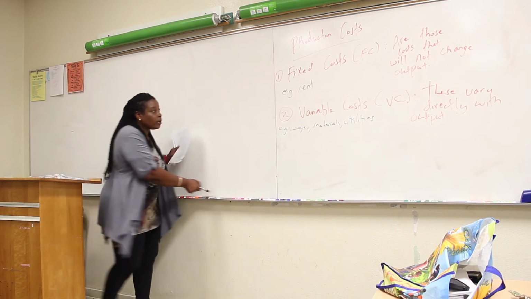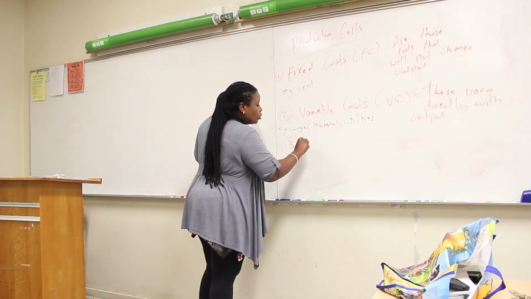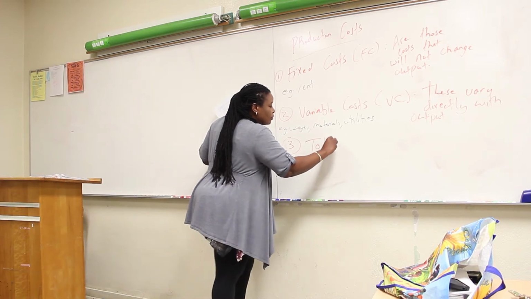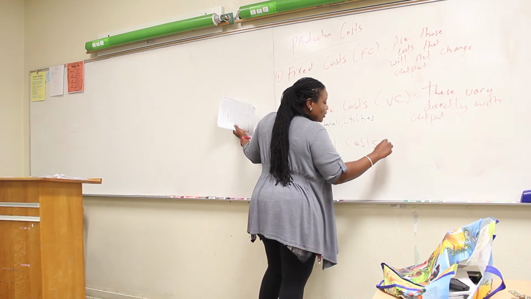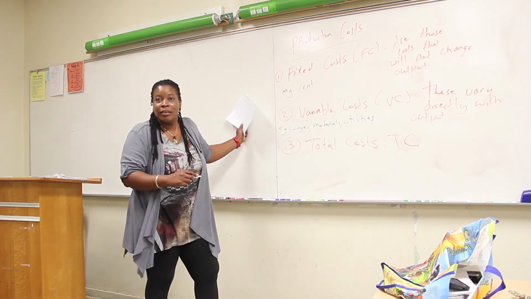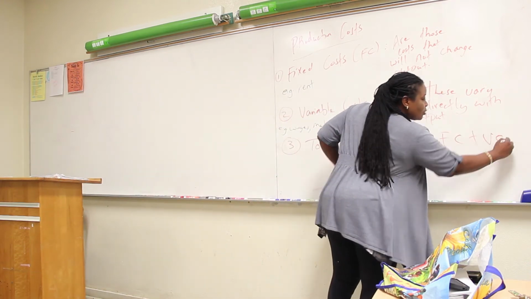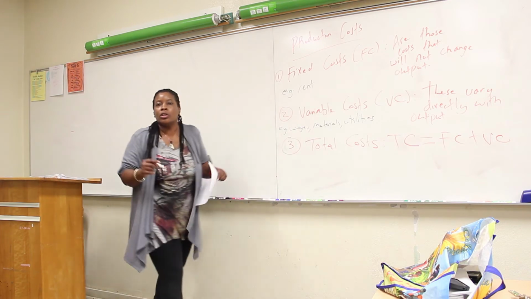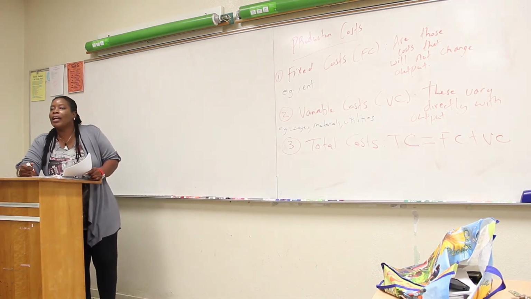Here's another type. Total cost. How do you think we denote this one? Fixed cost plus variable cost equals total cost. There we go. Very good. TC, you add the fixed costs and the variable costs. Right? So total cost, take your fixed cost and add it to your variable cost, and that's total cost. TC is equal to FC plus VC.